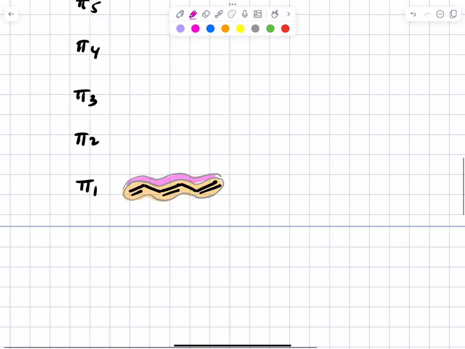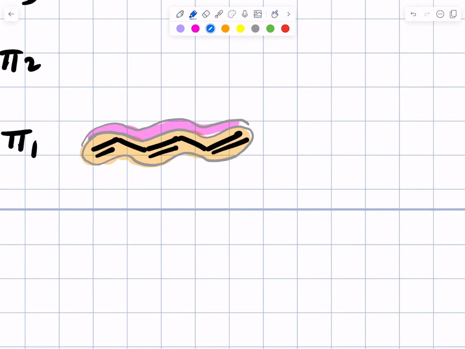And then below the plane of the page, you have this other continuous lobe. So what we mean by this pi 1 orbital, notice that it has 0 nodes, meaning there are 0 nodes in between atoms. I'm not counting the node that is in the plane of the sigma bonds. Electrons in this orbital, and there are only 2 electrons per orbital, are simultaneously across all of the atoms.